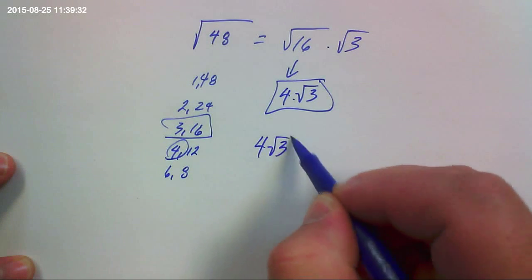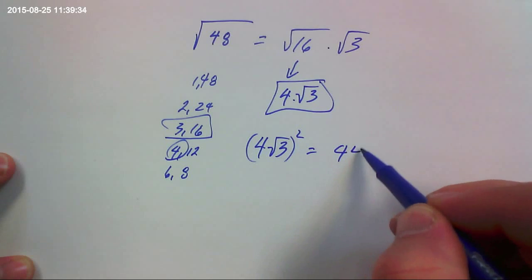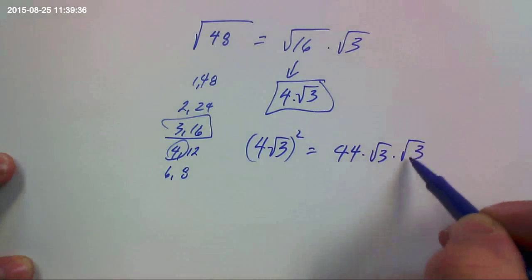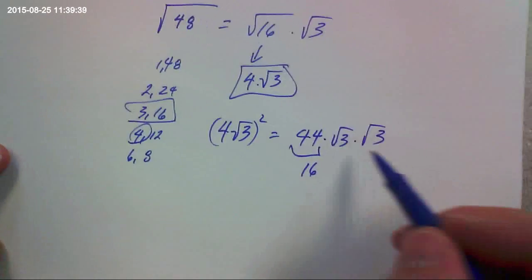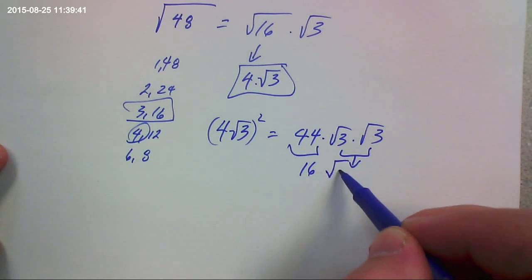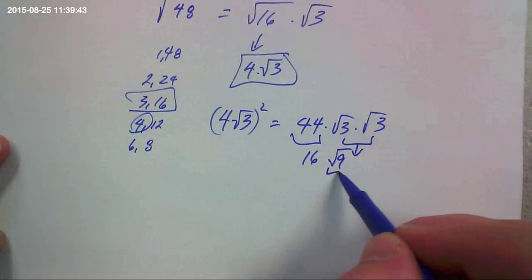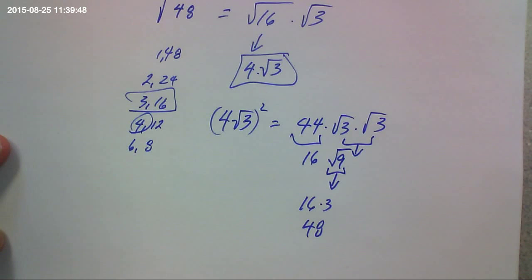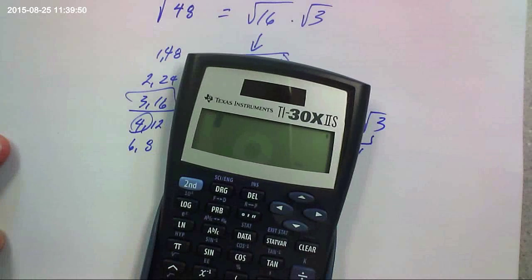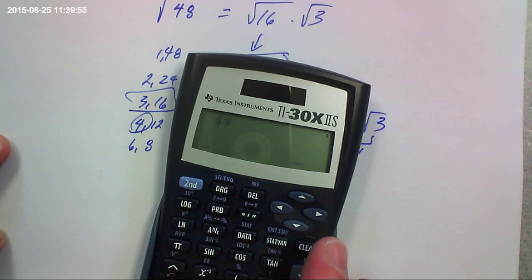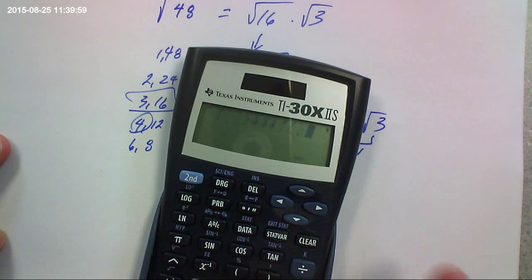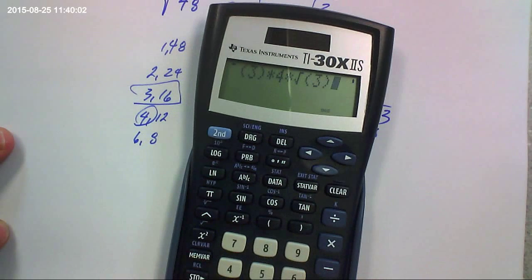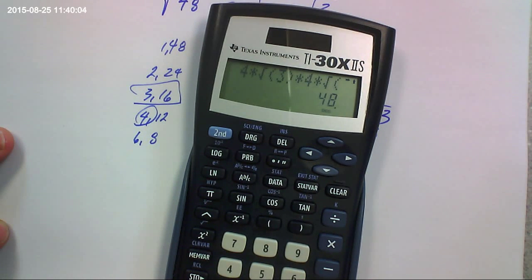So let's find out if that's true. So this would be 4 times the square root of 3 times the square root of 3. This is 16. If you wrote it out, if you did all the work, without shortcuts, it would be the square root of 9. And the square root of 9 is 3. 3 times 16 is 48. If you wanted to confirm that on a calculator, 4 times the square root of 3 times 4 times the square root of 3, and you guys see that, equals 48.